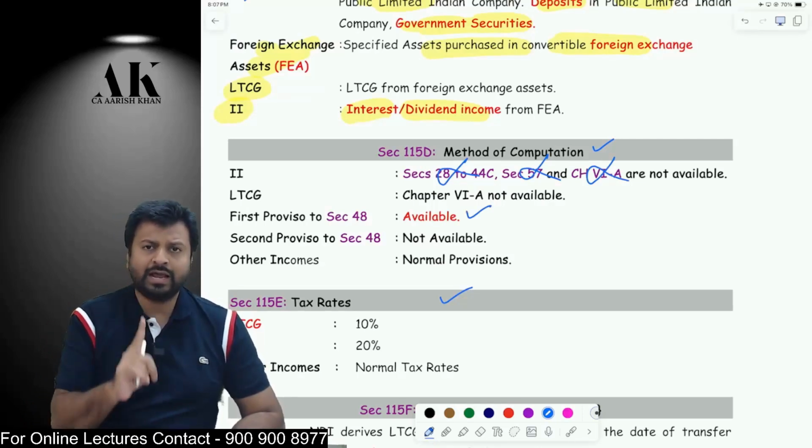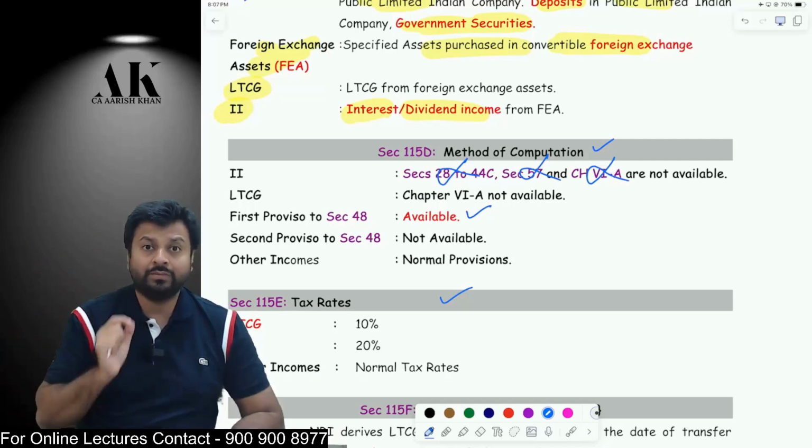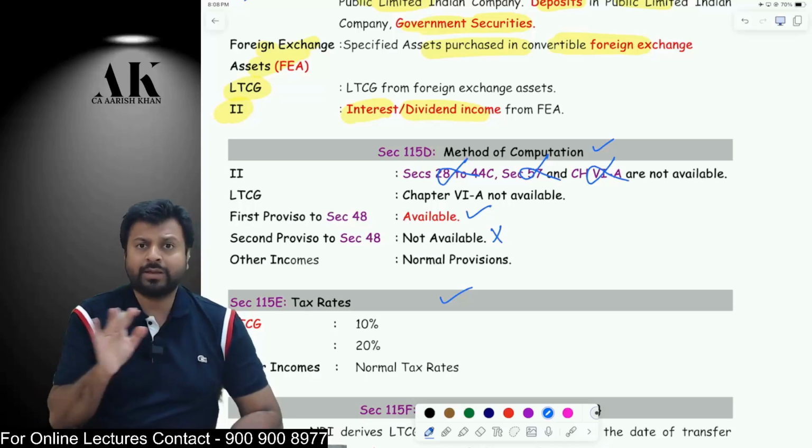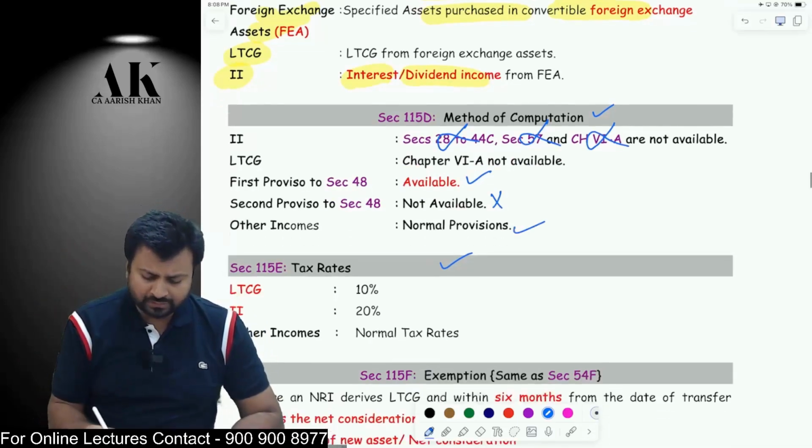It means you will be liable for what? You will be liable to do that calculation of TTBR, TTSR, etc. when you make the capital gains calculation. Second proviso not applicable. It means you are not eligible for indexation. Other incomes will be charged at normal rate.